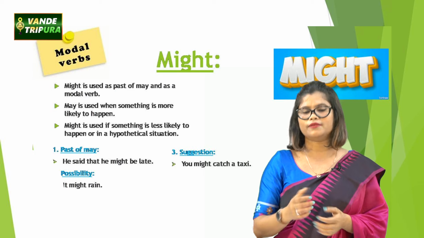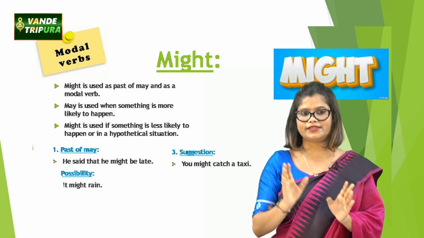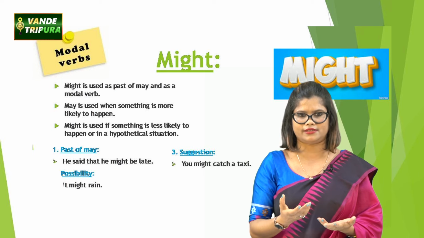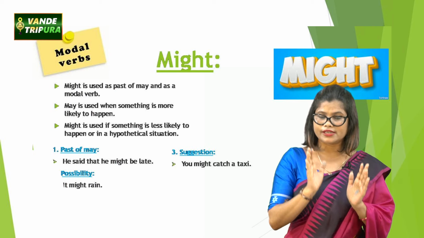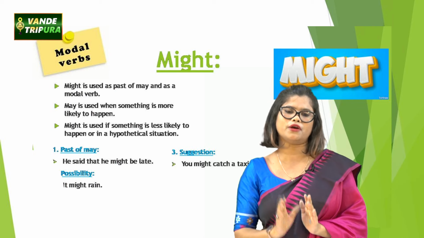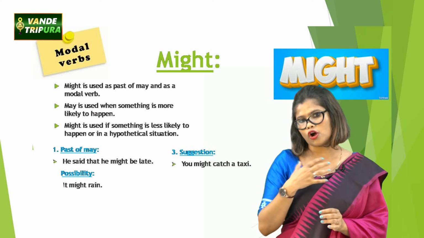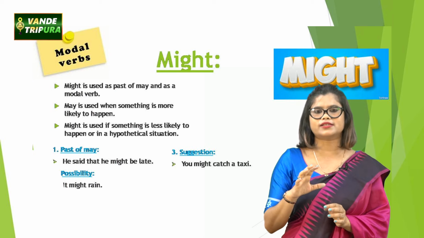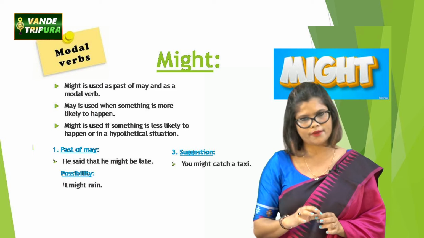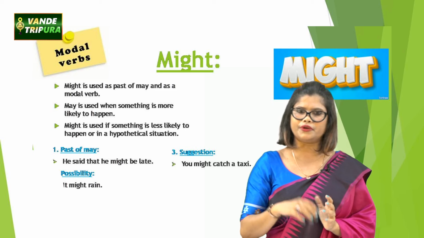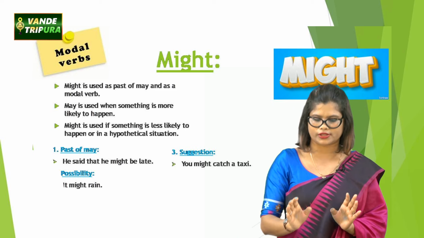It might rain. Here it indicates that it might rain, but there are fewer chances. Then suggestion, you might catch a taxi. So here also we can use the word might to make suggestions, but it's on me. It is not a strong suggestion, or I am not making you bound to follow it, okay. So you can use might to give some suggestions from your side.